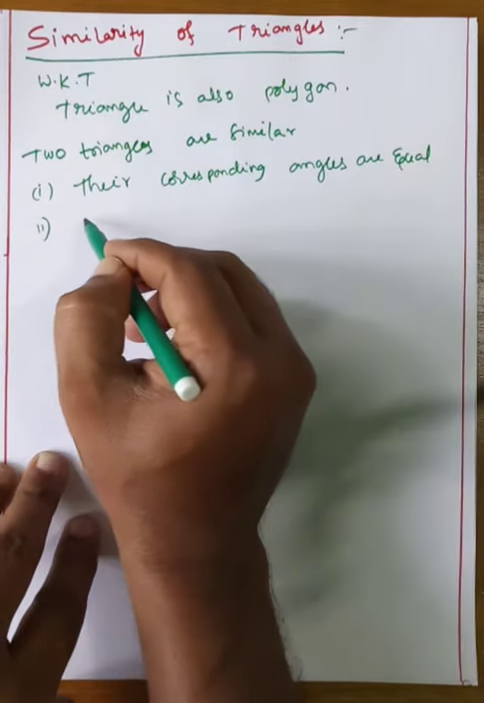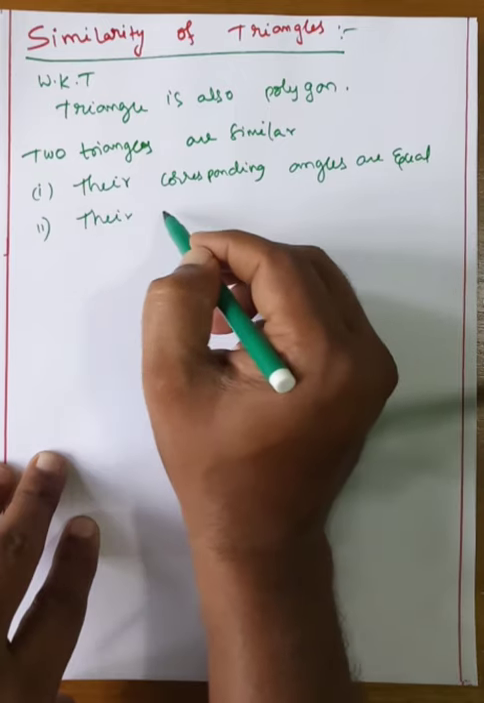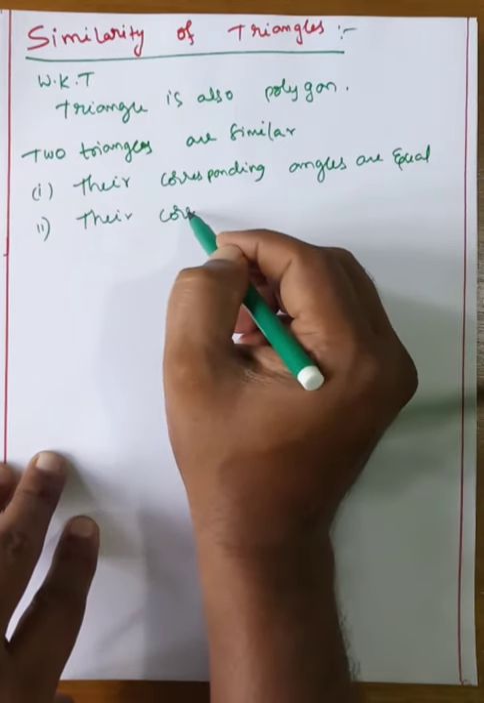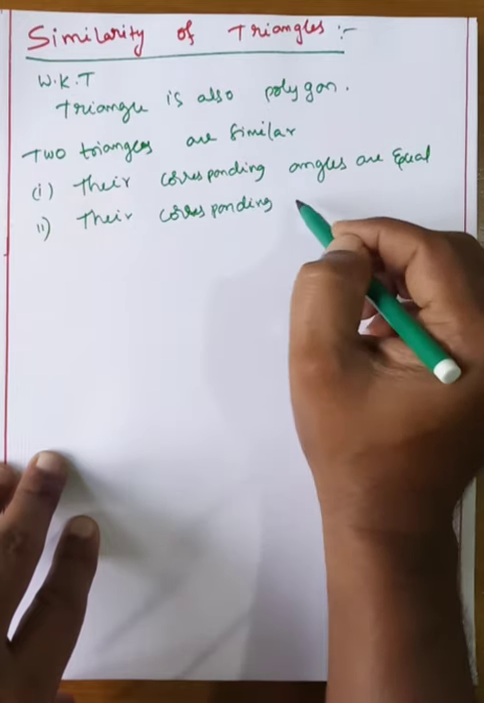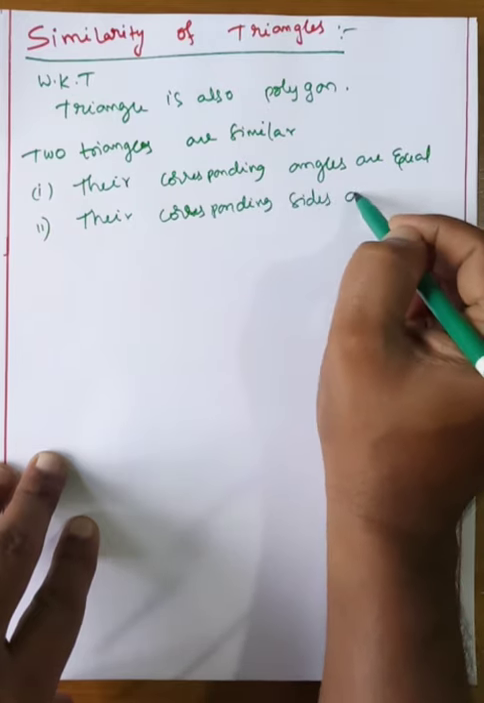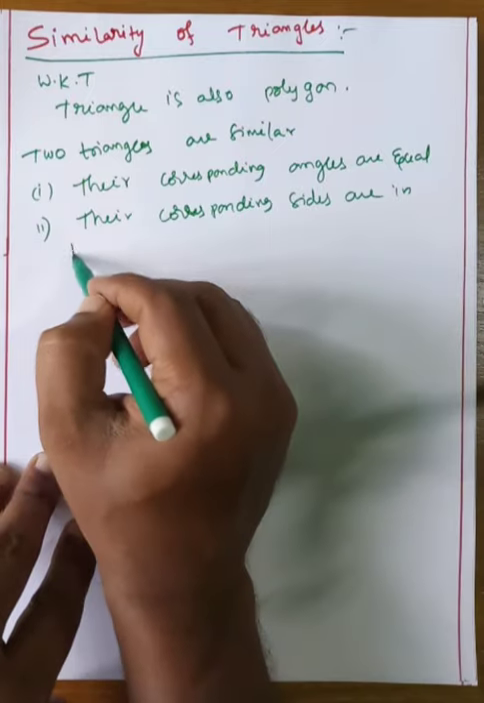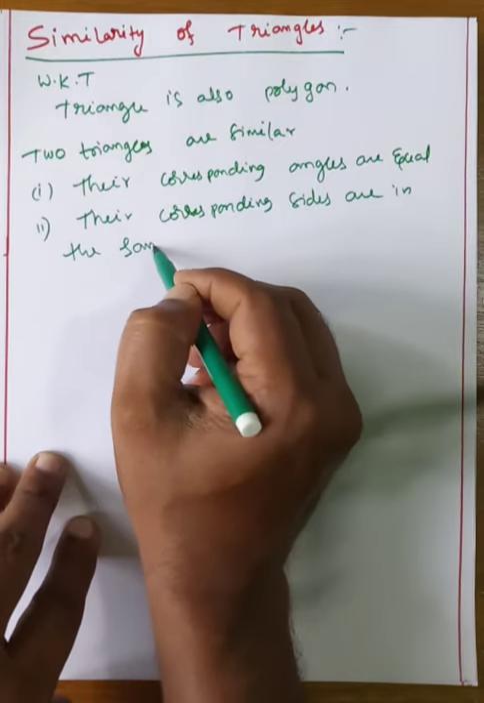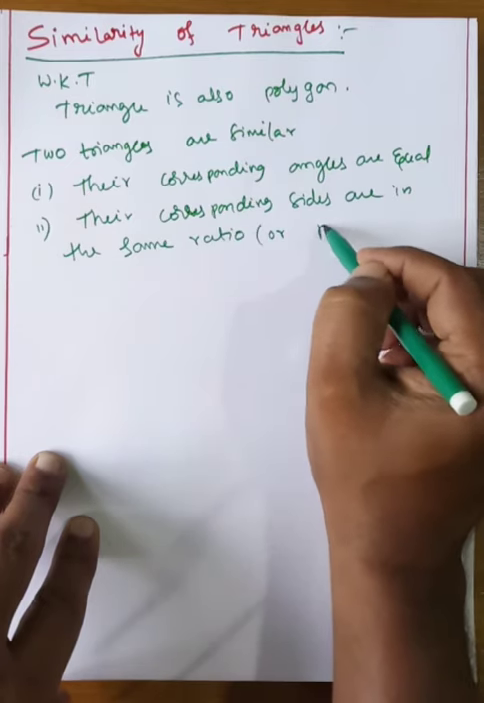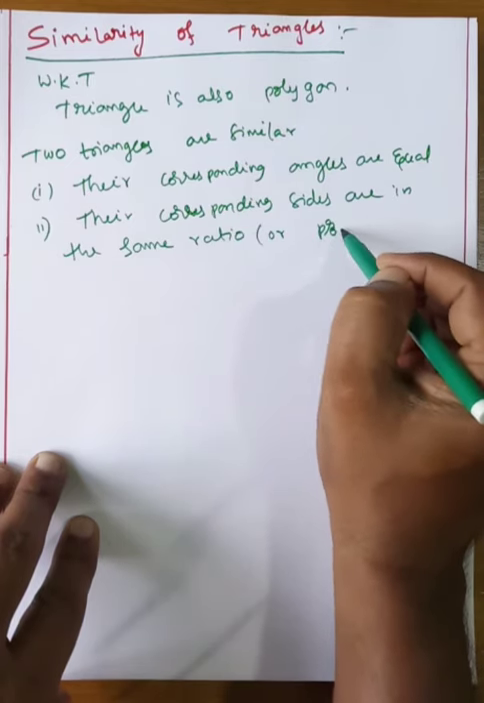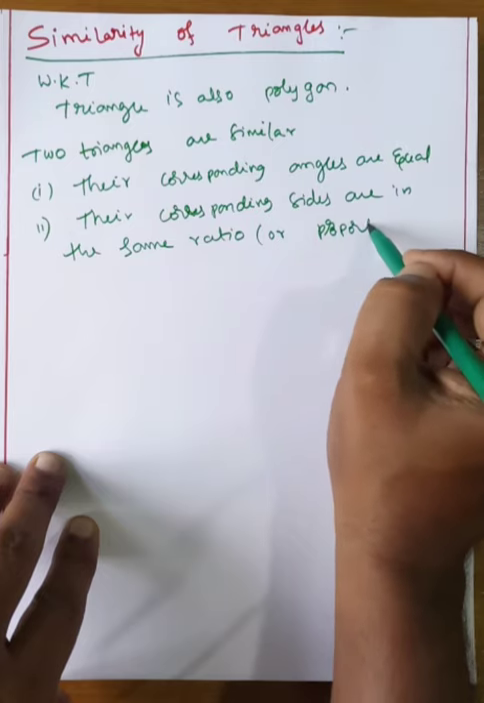And what is the other one? Their corresponding sides are in the same ratio. Same ratio means proportion. Okay, my dear students.